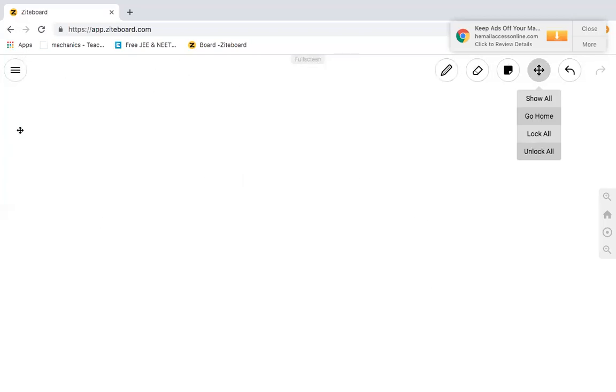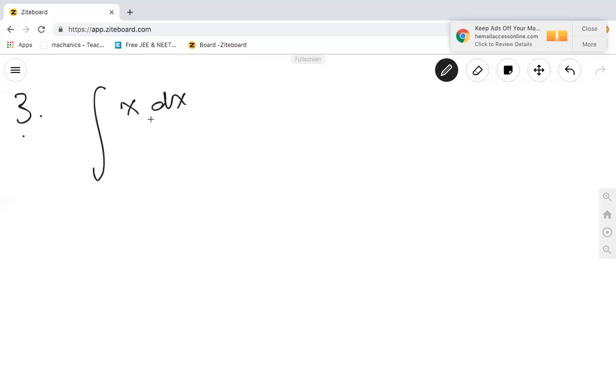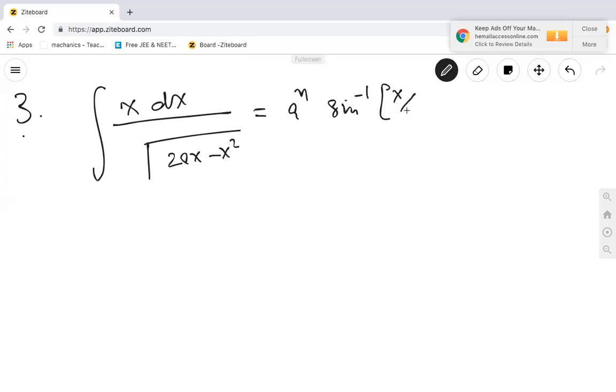Third one. Now you see the question which you just asked, I have one question of that kind. Integration of x dx divided by root of 2ax minus x square is equal to a raised power n sine inverse of x by a minus 1. Find the value of n.